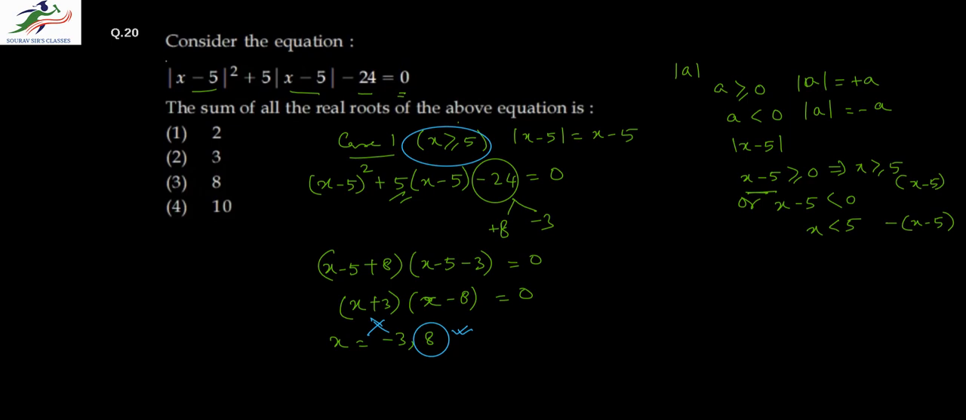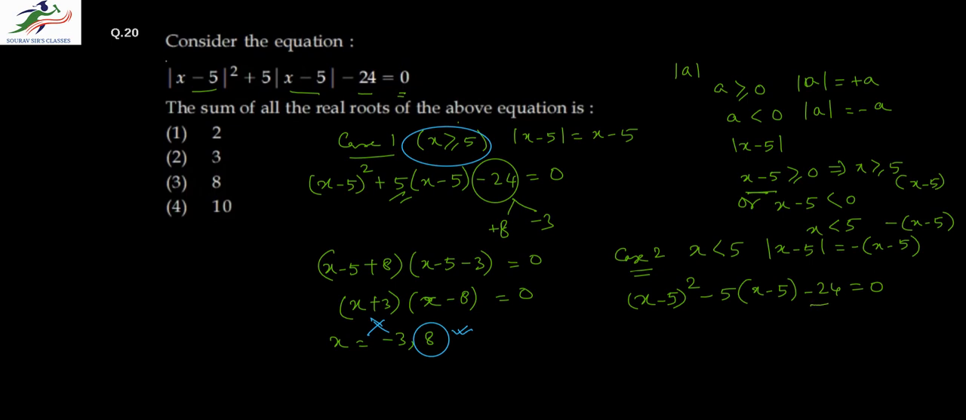So now we take case 2, which is x is less than 5, where modulus of x minus 5 becomes minus of x minus 5. So we have x minus 5 whole squared. This remains because the square of a positive or negative number doesn't matter, it will be a positive number, minus 5 into x minus 5 minus 24 is equal to 0.